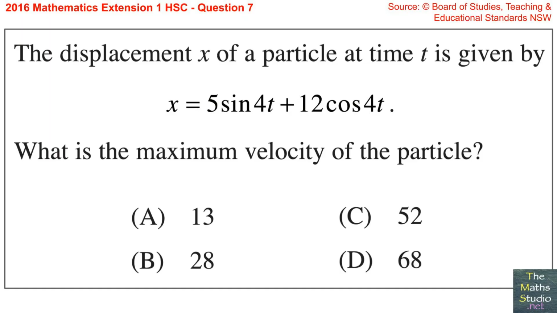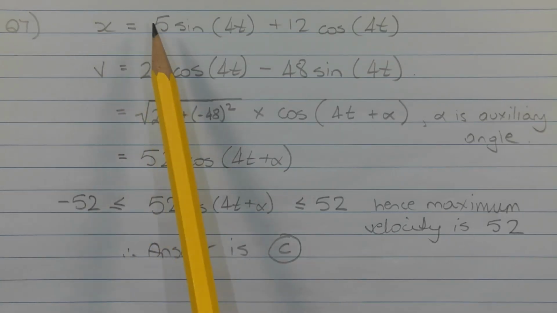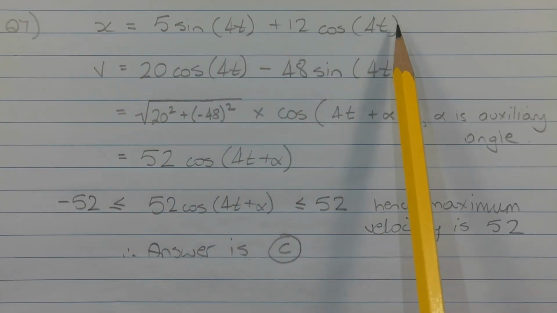Question 7. The displacement x of a particle at time t is given by x equals 5 sine 4t plus 12 cos 4t. What is the maximum velocity of the particle? The displacement equation is x equals 5 sine 4t plus 12 cos 4t.